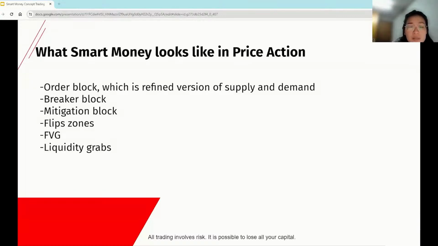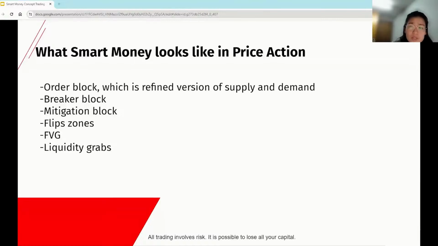So what does smart money look like in price action? These are terms which replace support and resistance, reversals, and volume. Some key components of SMC are the order block, which is your supply and demand. We'll give you some examples of all of these in a little bit. Then you have your breaker or mitigation blocks, which is what is traditionally called support and resistance. And then your mitigation block flips zones.